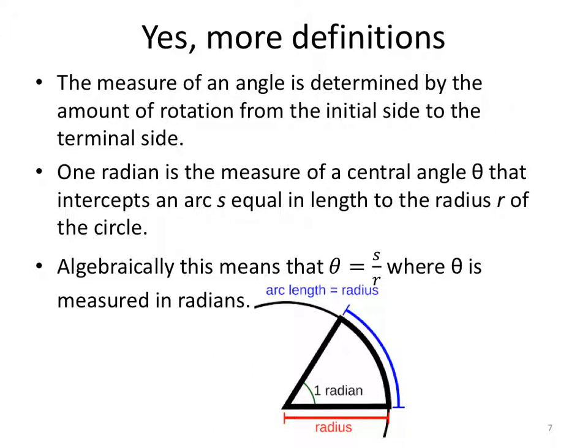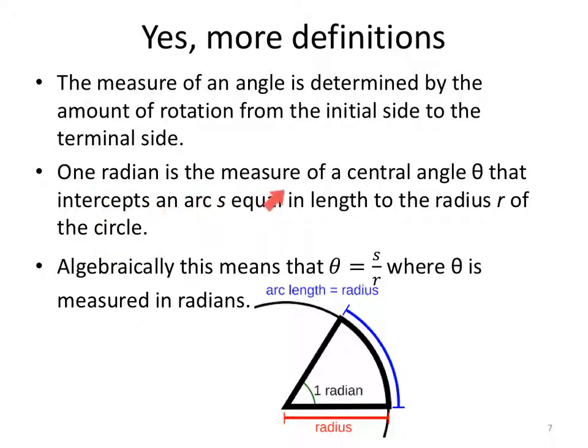How do we measure angles? Well, the measure of an angle is determined by the amount of rotation from the initial side to the terminal side. And we measure angles in two different ways: one is through radians and one is through degrees. With degrees, there are 360 degrees in a circle, and we'll talk about that a little later in this lecture. But what is a radian? It's important for you to know that a radian is a real number, just like 4 is a real number. Whatever a radian is, it's a real number value. It's something we can actually measure.